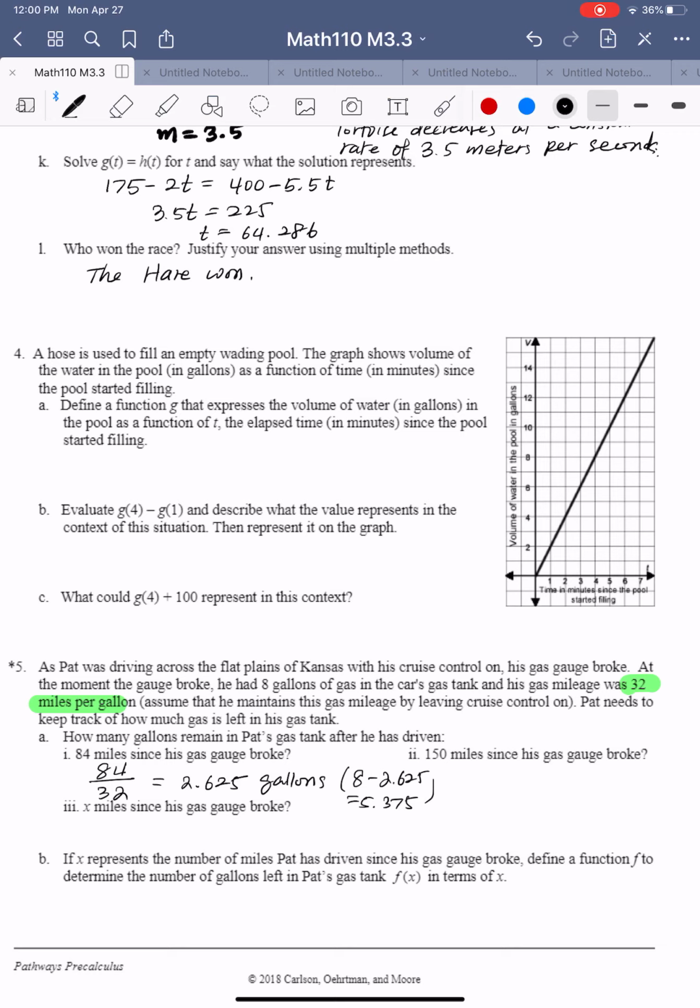Okay, number 2. Now, what about 150 miles? 150 miles divided by 32 is 4.6875 gallons spent, so from the 8 gallons subtract 4.6875, which equals 3.3125 gallons left. For x miles since the gas gauge broke, the gas used is x over 32. So in order to find the remaining gas, it is 8 minus x over 32 gallons left.